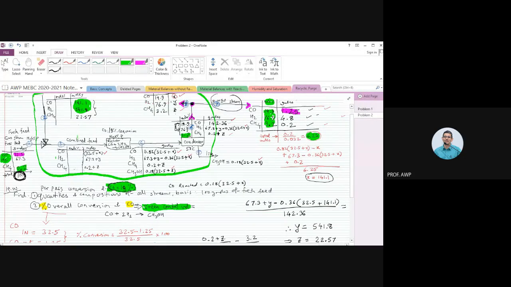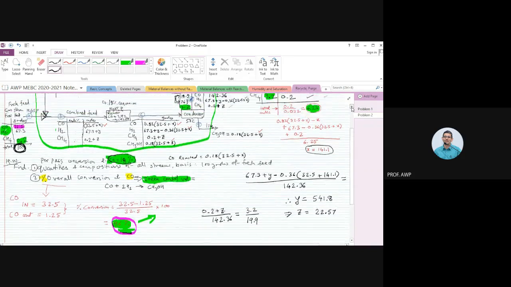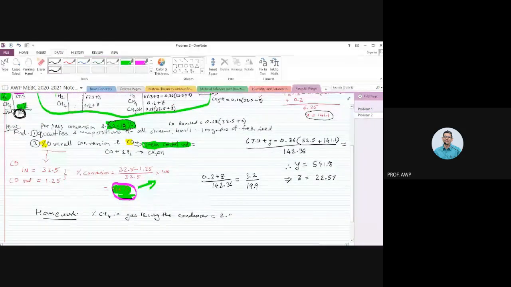So we have got an answer based on this 3.2%. But if you want to solve this problem again for yourself, think about instead of 3.2% methane in gas leaving the condenser, suppose we make it say 2.8, then you can redo the whole problem and see how your answers change.